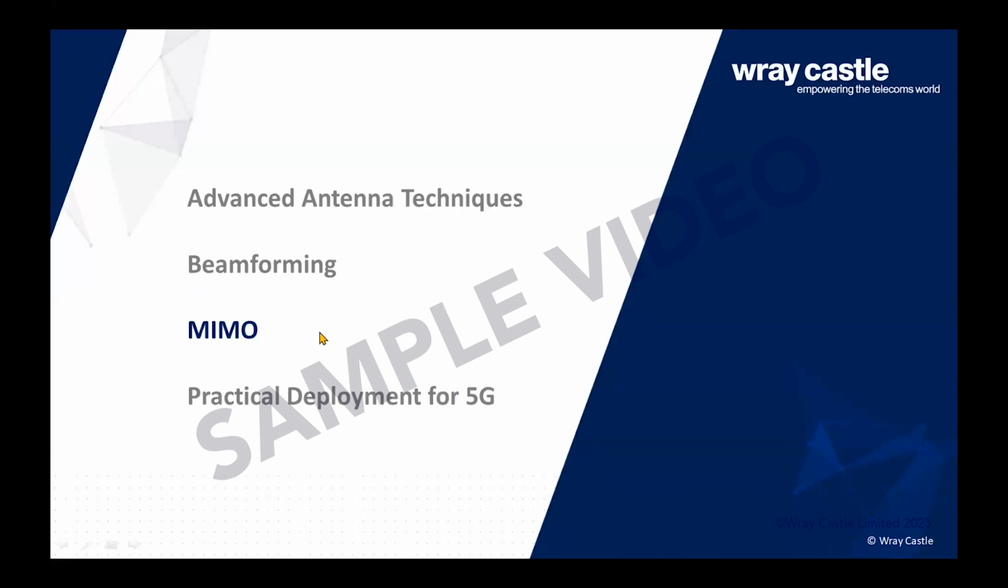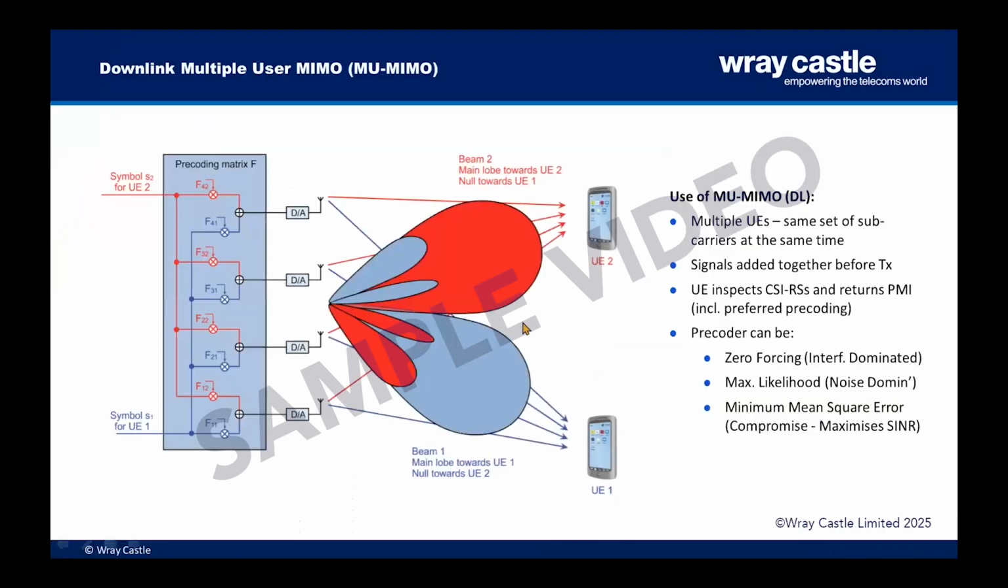So let's now move on to MIMO, the use of multiple input, multiple output antennas. To do that, we're going to build upon the techniques of digital beamforming from a couple of slides ago, but we're going to use that not to improve coverage, but to improve the capacity of the system. I'm going to illustrate it using this slide here, downlink multiple user MIMO.